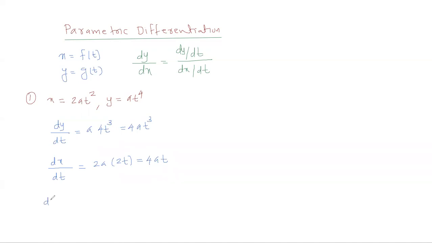Now dy by dx is equal to dy by dt divided by dx by dt. So dy by dt is 4at cube divided by dx by dt, which is 4at. So 4a cancels, t cube by t is equal to t square. And here you can note one thing.